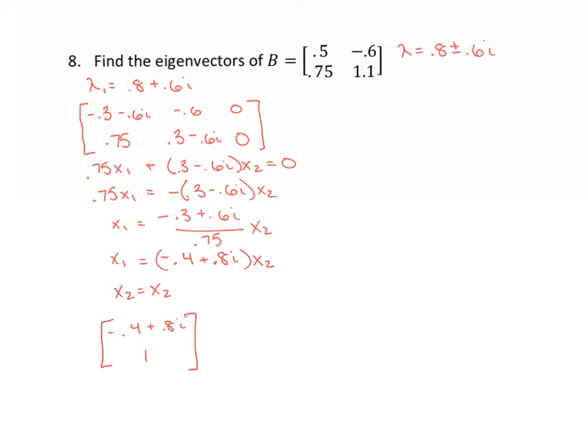But if you remember from one of our conversations a while ago, we typically do not leave decimals or fractions in our vector because any multiple will be an acceptable answer, and it's usually just a nicer answer. So if I multiply this by 5 to clear the fraction, I would have negative 2 plus 4i, 5. It's a little messy with all the decimals, but it's really the same type of problem as all the other ones we've dealt with.